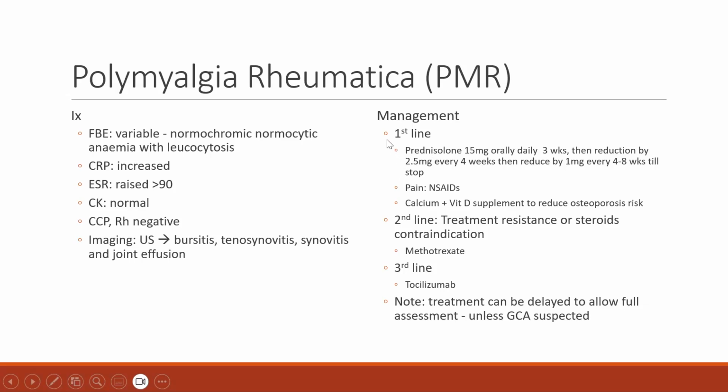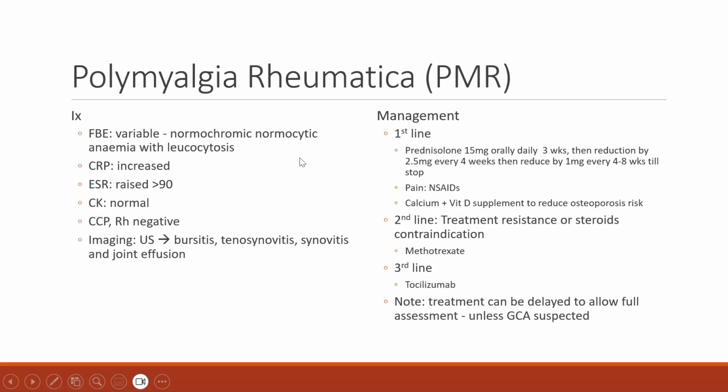Management: first line is prednisolone, they react pretty well to steroids. If symptoms do not improve with steroids, consider some other condition. Pain management otherwise with NSAIDs. To reduce osteoporosis risk, we give calcium and vitamin D supplements. Second line, for treatment resistance, is methotrexate, and then third line is monoclonal antibodies.